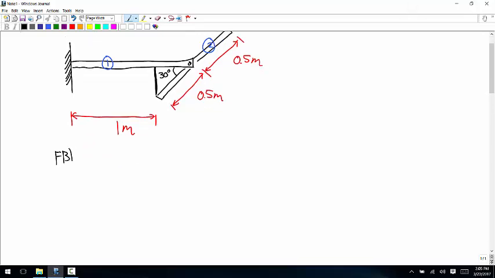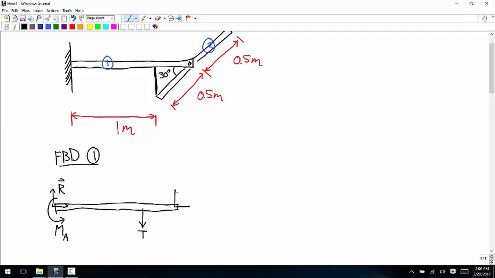So free body diagram of member one. And we're neglecting the weight on these. So at the wall, that's a fixed joint. So we have a force vector RA and a couple MA. And then here we have a cable tension, T, and a force vector here, the force on 1 by 2. And I'll write this out, even though this is horizontal, and that makes it sort of easy to just kind of use that other way of calculating moments and stuff.